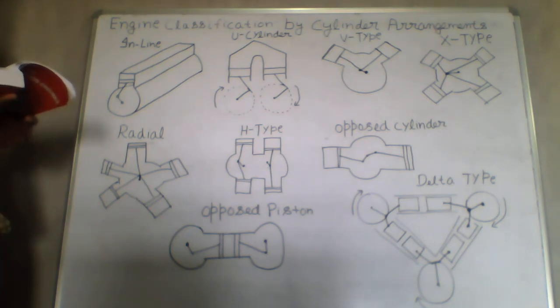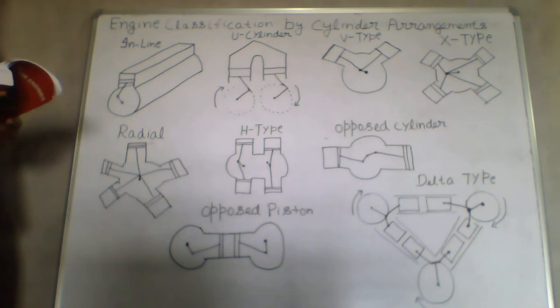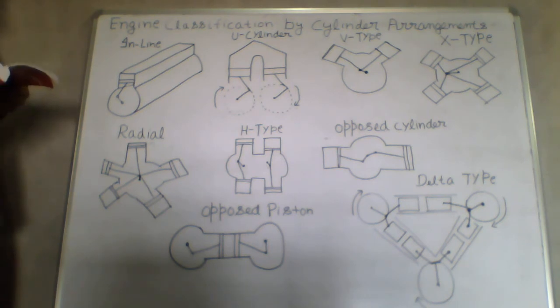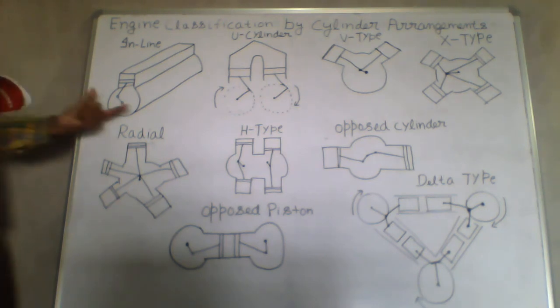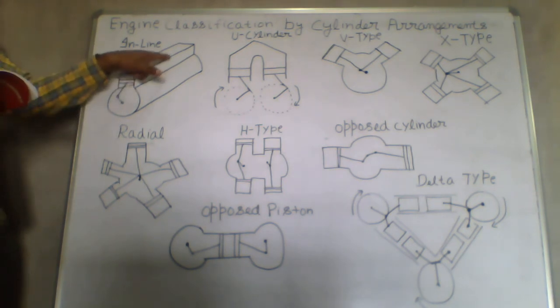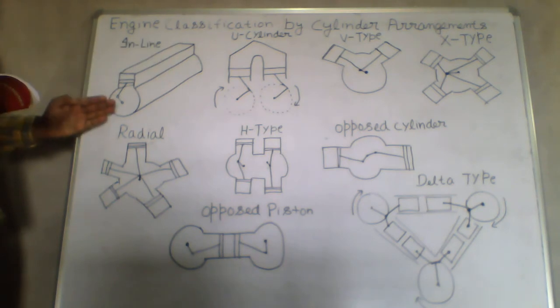The first we will start with is the inline engine. As you can see, the inline engine is an engine with one cylinder bank. It means all cylinders are arranged linearly and transmit power to a single crankshaft. This type is used with automobile engines. 4 and 6 cylinder inline engines are popular in automotive applications. As you can see here, all cylinders, whether 1, 2, 3, 4, 5, 6, are arranged in line.